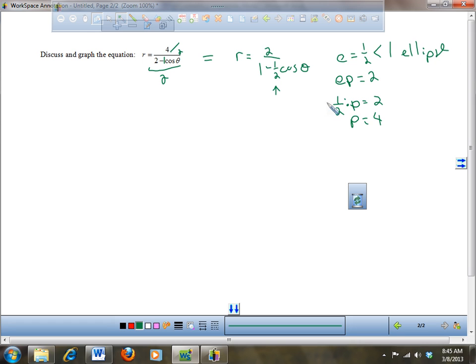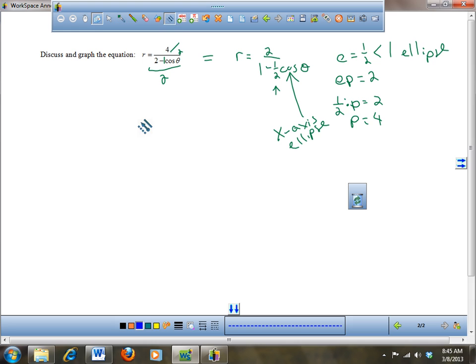And since it is a cosine, that means that it runs along the x-axis, or they call it the polar axis. It's an x-axis ellipse. In other words, it's stretched along the x-axis if it's cosine. And then P equals 4 tells you where the directrix is. Okay, so this is kind of the weird part.